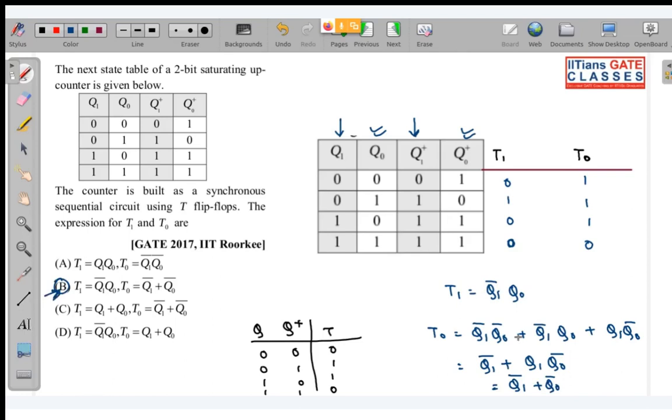Okay, so even without drawing a K-map, if it is a two-variable, 2-bit counter, you can solve it like this. But if it is a 3-bit counter, you cannot solve it like this because it will take time for minimization with this process. So you can easily draw a K-map, but always remember that you don't make mistakes.